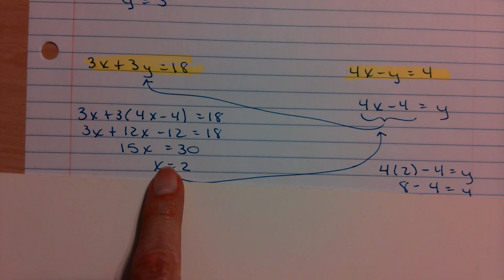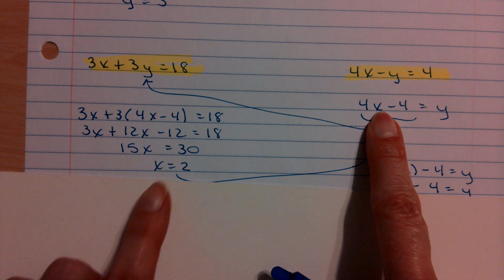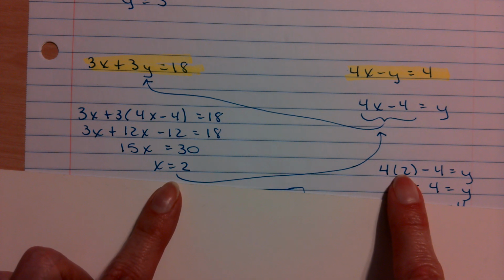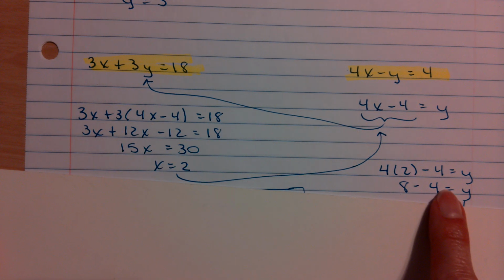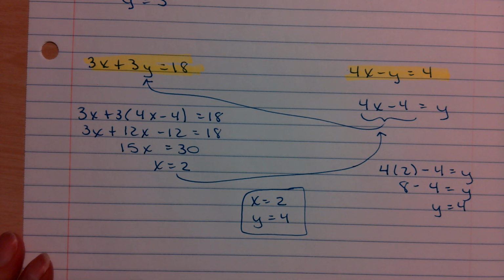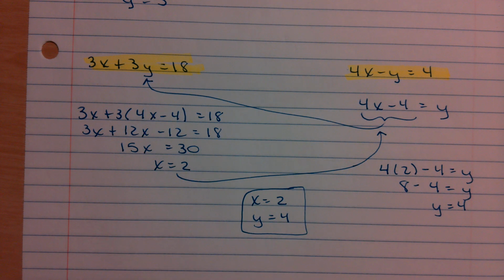Now I have an x value, and I can go back over here and replace this x with this 2 and see where I end up. So that is now 4 times 2, that's been replaced, minus 4 equals y. Just clean that up a little bit, and y is equal to 4. So it looks like x is equal to 2 and y is equal to 4. And again, there's been a little bit of back and forth, and we'll do some more so you'll get to see it, but that's the idea behind it.